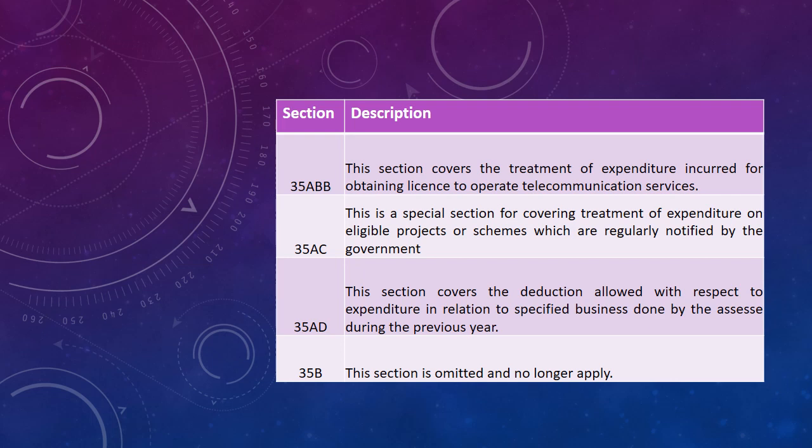Section 35AC. This is a special section covering the treatment of expenditure on eligible projects or schemes which are notified by the government. Section 35AD. This section covers the deduction allowed with respect to expenditure in relation to specified business done by the assessee during the previous year.